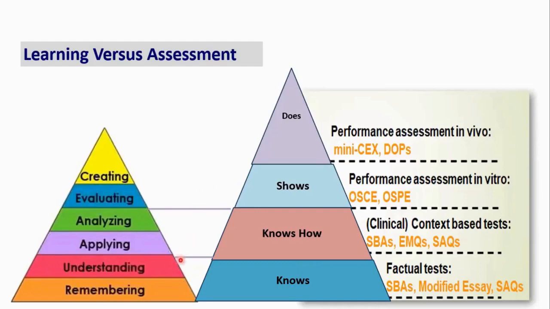on Bloom's taxonomy. When the learning objectives fall in the understanding and remembering level, then we have to use single best answers, modified essay, or short answer questions. If it goes in the applying and analyzing level, then it will go to SBAs, EMQs, and SAQs. If we go to the evaluating and creating level, then we'll use OSCE, OSPE, Mini-CEX, or DOPS.